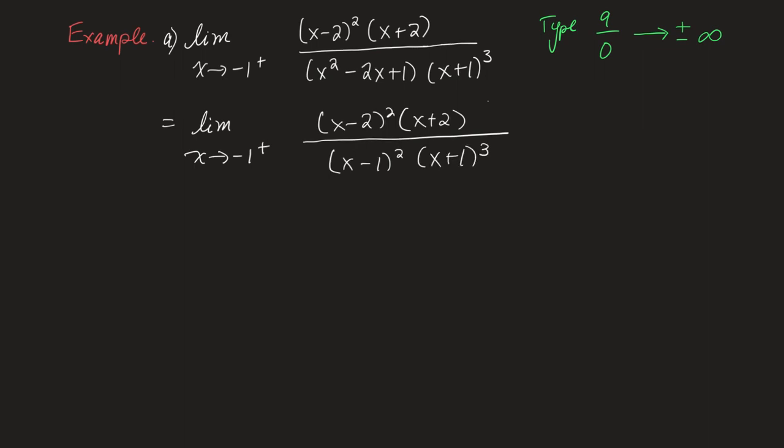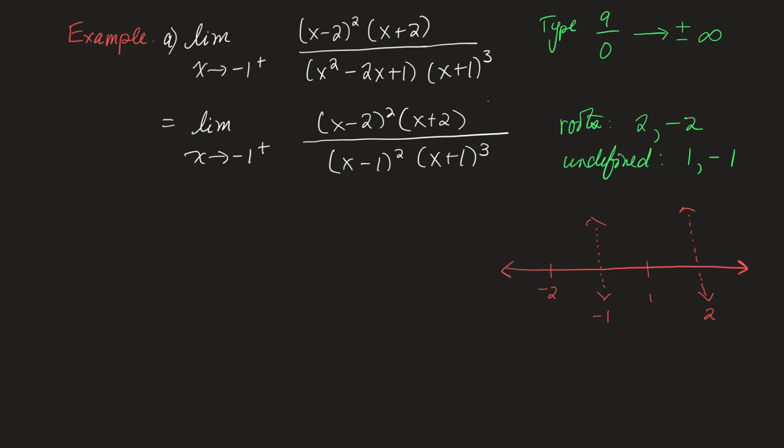Now let's take a second here and think about what the roots are. The roots are x equals 2 and x equals -2. And where is this function undefined? It's undefined when x equals 1 and x equals -1. I want to keep those points in mind when I'm thinking about the sign of the function on the appropriate interval. So I've gone ahead and placed the roots and the undefined points on the real number line here.